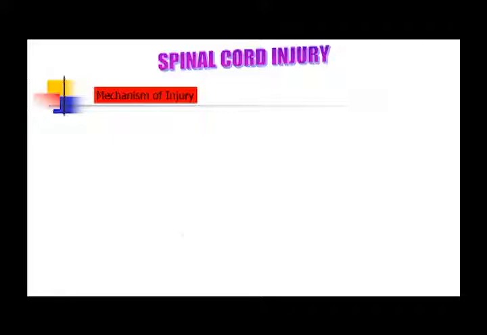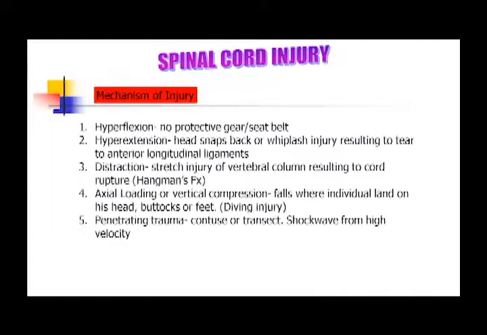Mechanisms of injury. Mechanism of injury would refer to the forces that will now cause the injury. Examples of the mechanisms of injury: hyperflexion or overflexion of the neck, for example. So in this case, pag nagkaroon ng motor vehicular accident, walang protective gear or walang seatbelt yung pasyente natin, mag-overflex yung neck ng pasyente. This could affect or this could injure the spinal cord.